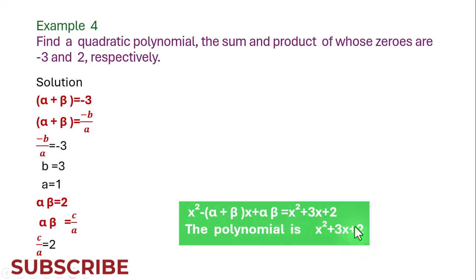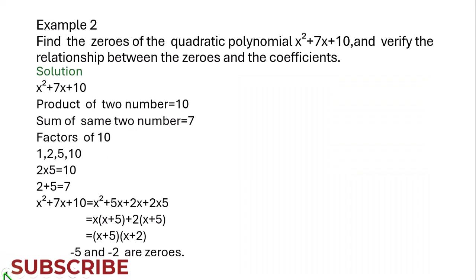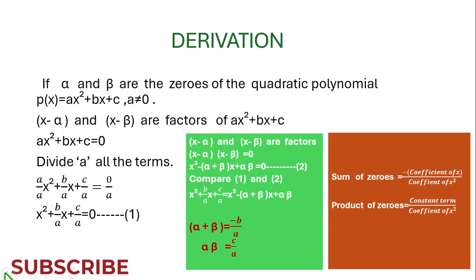So here ends the relationship between zeros and coefficients of a polynomial. For ax square plus bx plus c, the sum of zeros is equal to minus b upon a and the product of zeros is equal to c upon a. Sum of zeros is equal to minus coefficient of x upon coefficient of x square. Product of zeros is equal to constant term upon coefficient of x square.